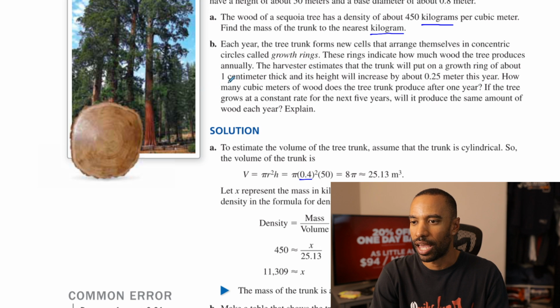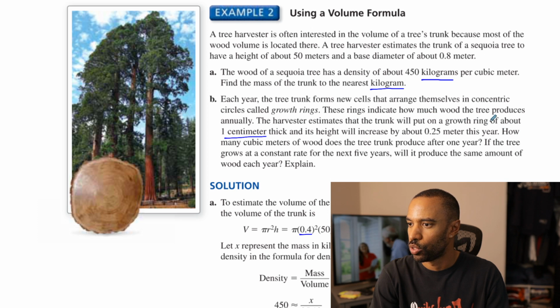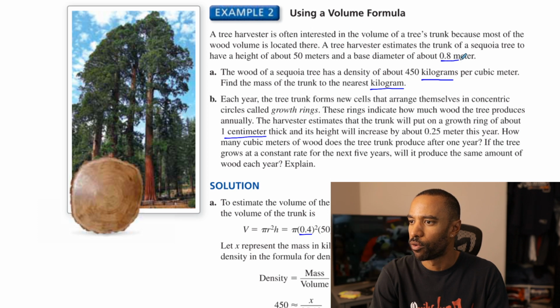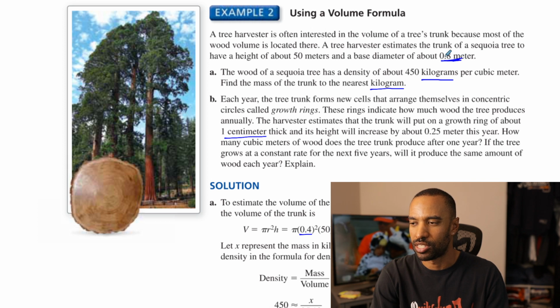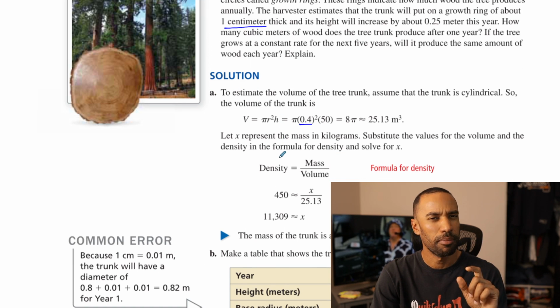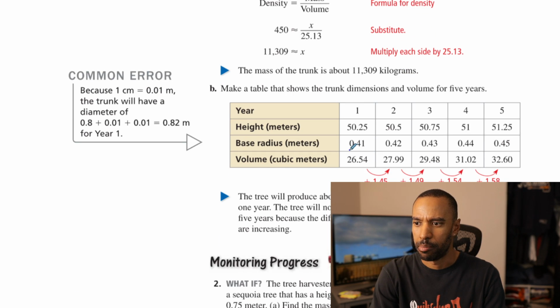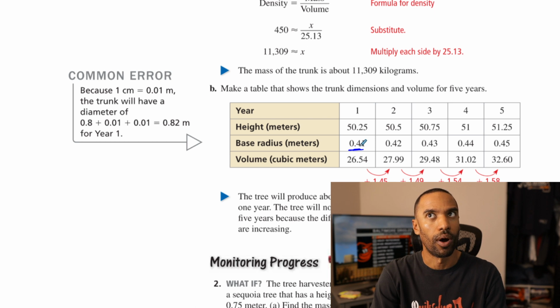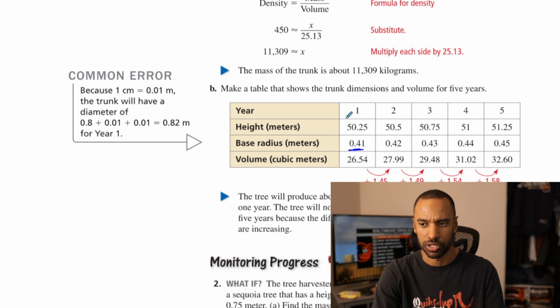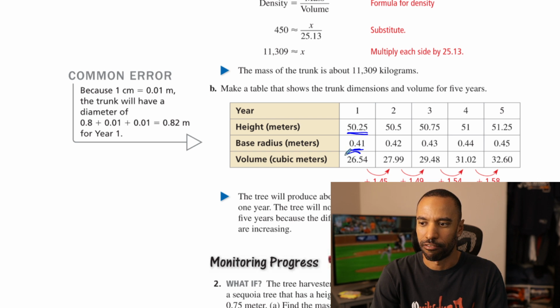But for the second part, we just have to add 1 centimeter to the overall 0.8 meters here. Remember, this is diameter. We'll take a radius of 0.4 meters, which is 40 centimeters, and we'll add a centimeter to that. So that'll be a 0.41 meter radius instead of 0.4. Oh, 0.01. Okay, I have to think about my unit conversions. I'll get to that later. Anyway, 0.41 after that, and its height increases by 0.25 from the original 50, and then we're going to take that volume and do something with it.